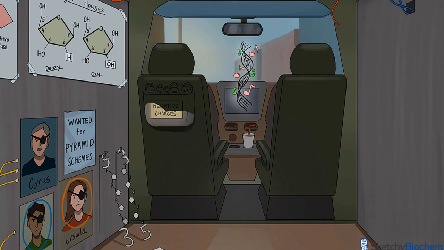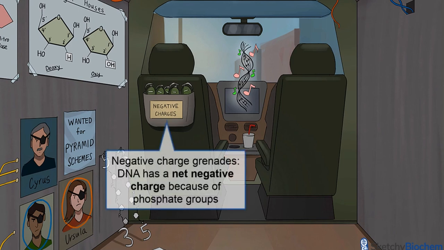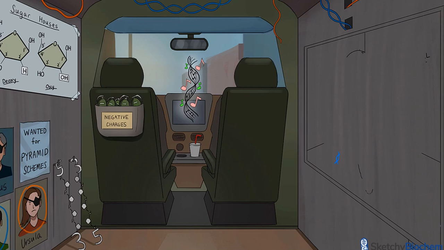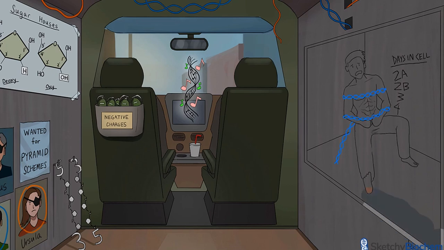Let's switch gears and look at these dangerous grenades that just happen to be sitting behind the driver's seat. I'm glad I'm not driving. These minus charge grenades are just like minus charge DNA, but more dangerous. DNA has a net negative charge because of the minus charges on the phosphate groups. Let's say you decide to extract DNA from one of your cells for funsies.